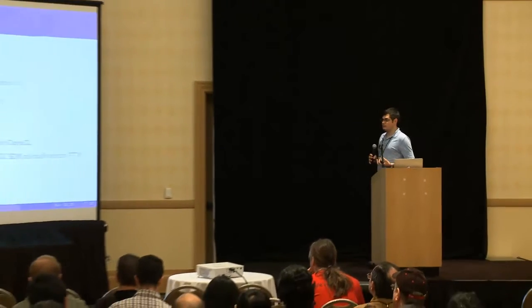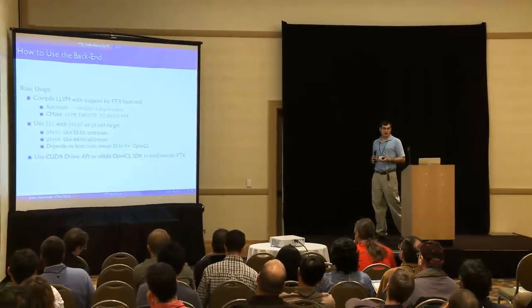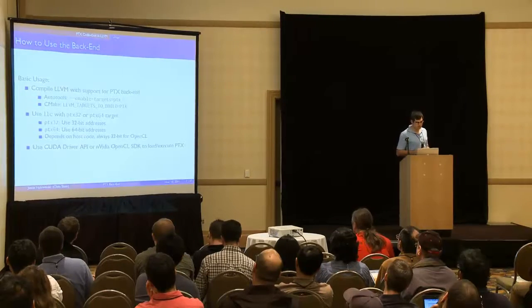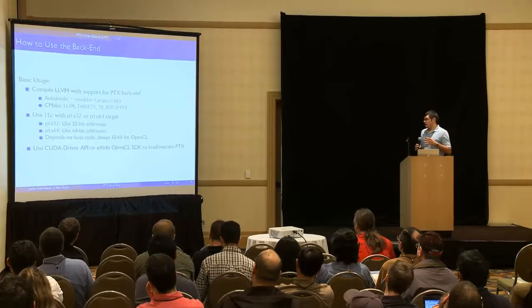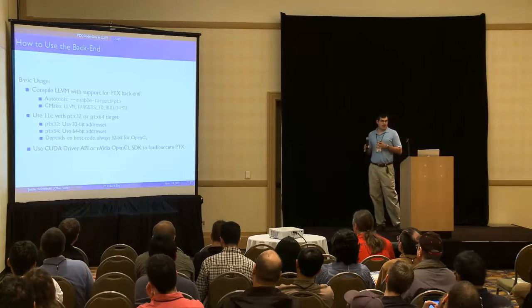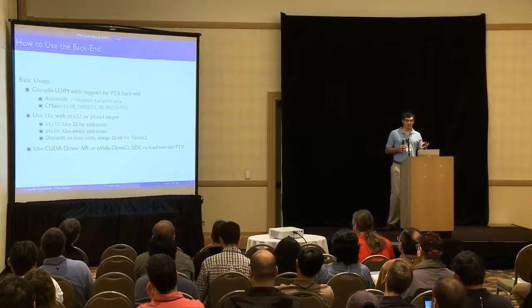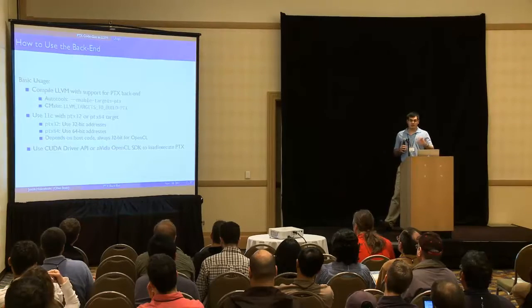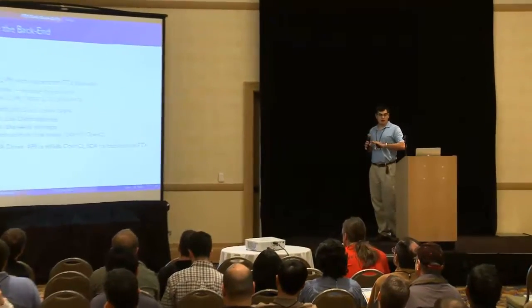Okay, so if you have an up-to-date version of LLVM, how do you use the actual backend as it is now? So basically, all you need to do is build it as part of LLVM. Depending on which build system you're using, AutoTools or CMake, all you have to do is say, go ahead and build the PTX backend. It's part of the LLVM source tree, so you don't have to worry about downloading anything in addition to LLVM.